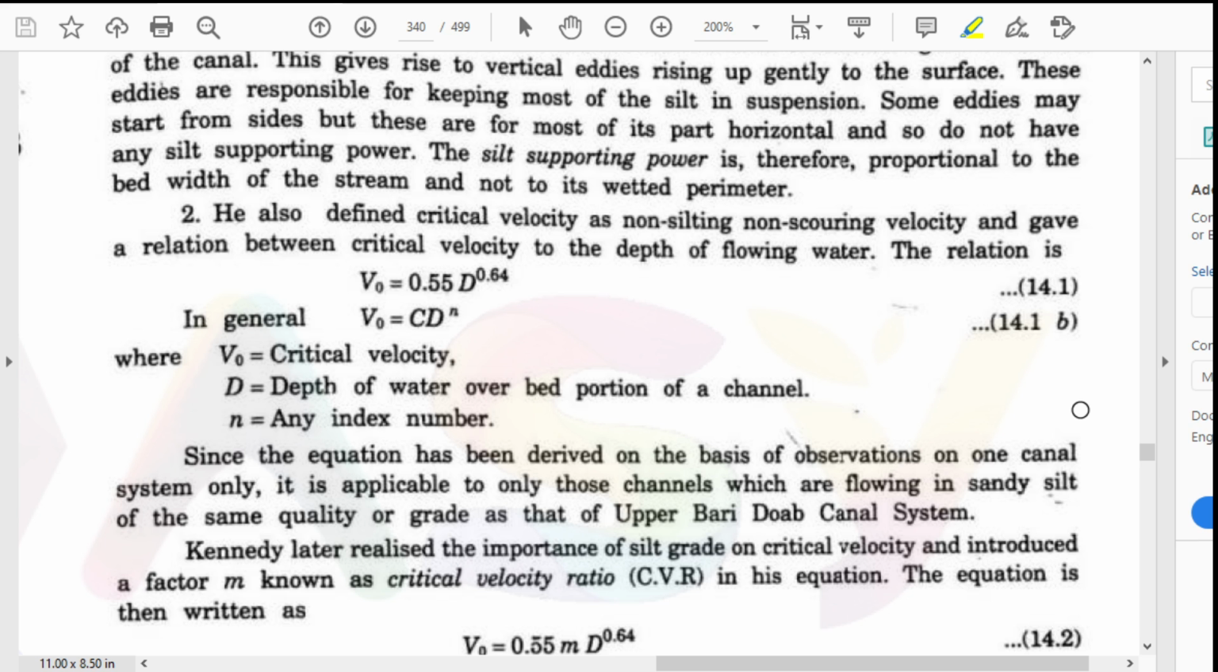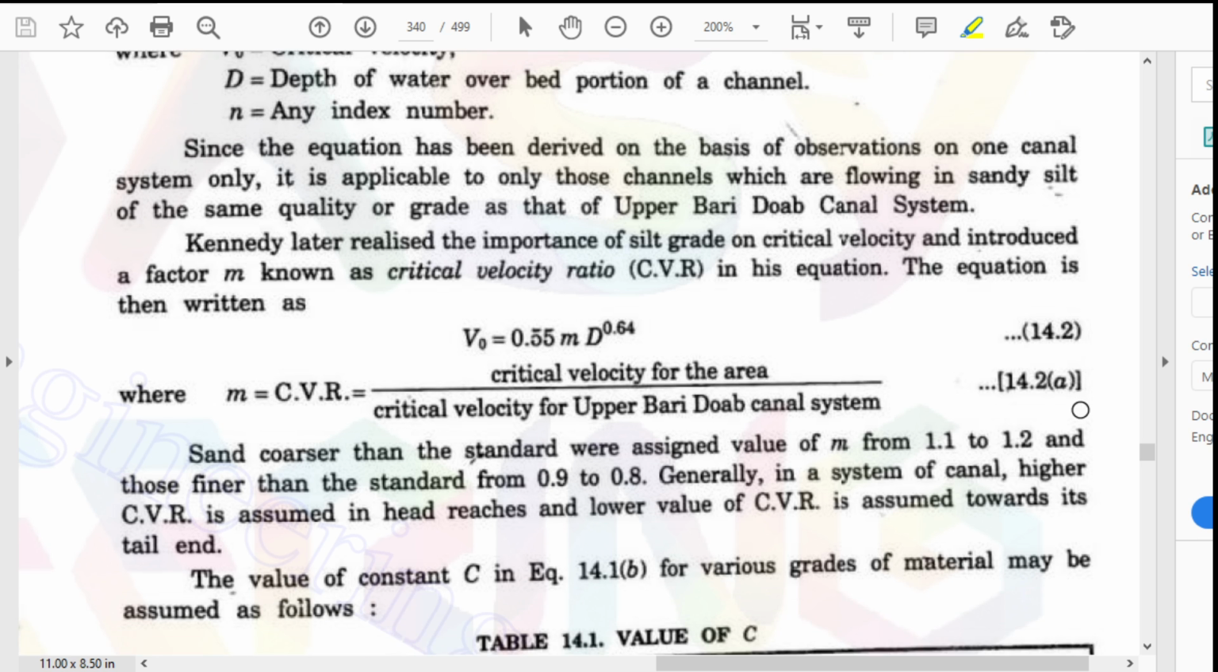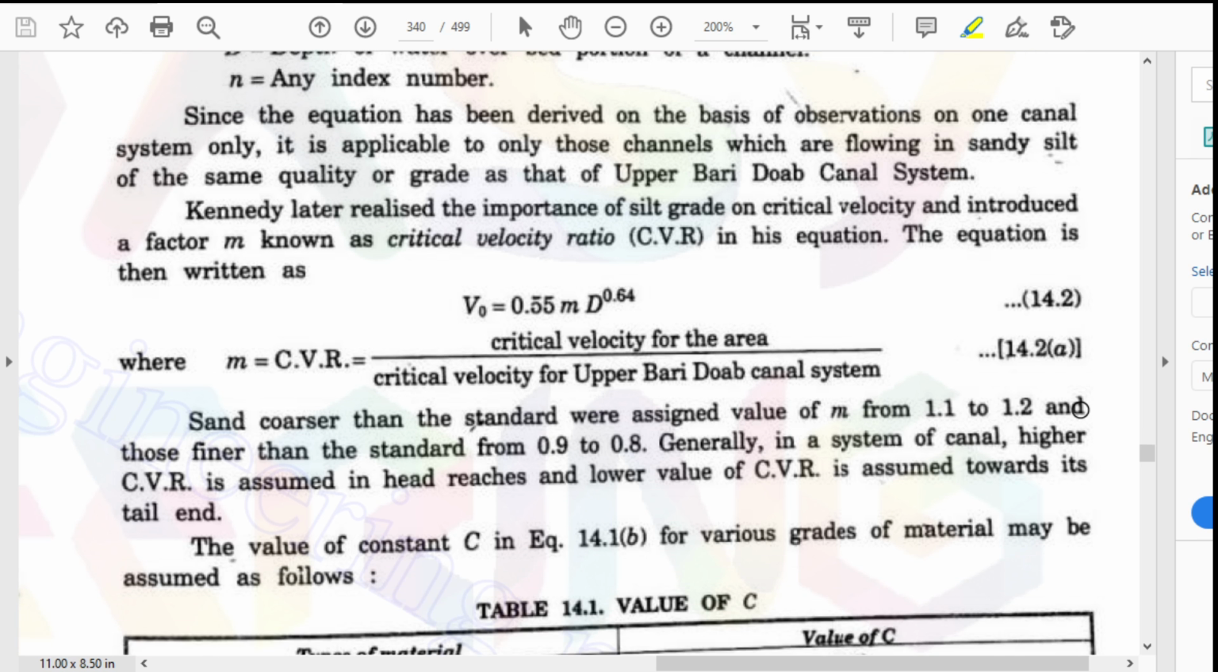Okay, now Kennedy later on realized that the critical velocity ratio he introduced again. Okay, that critical velocity ratio is known as m. And the equation for that is taken as V equals 0.55 m D raised to 0.64. From this you can find out the m value as the critical velocity of the area divided by the critical velocity of the upper Bari Doab canal system.